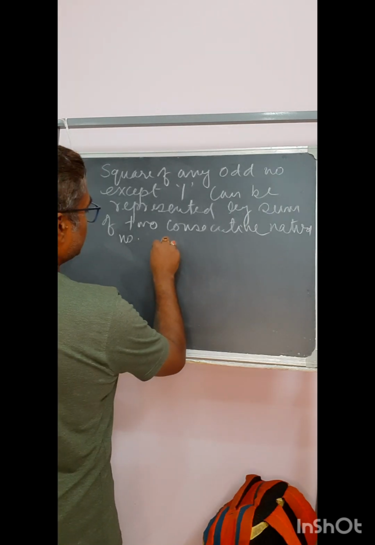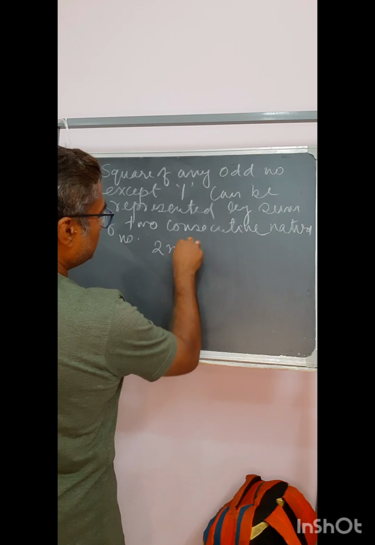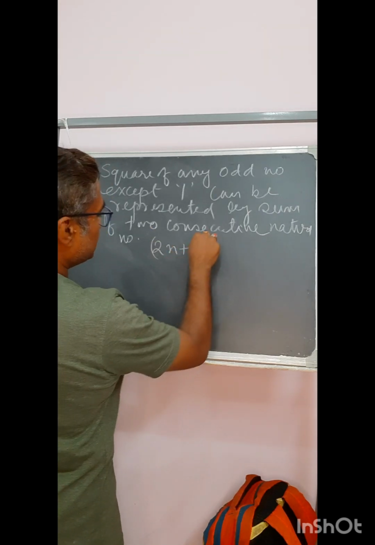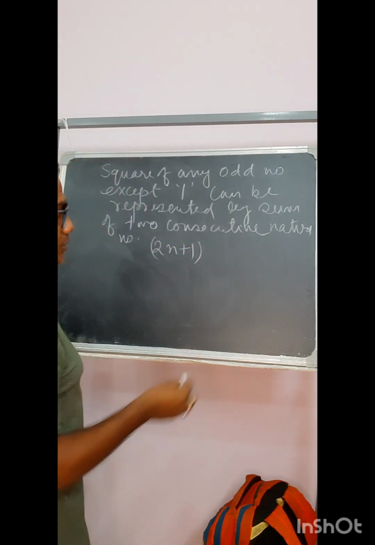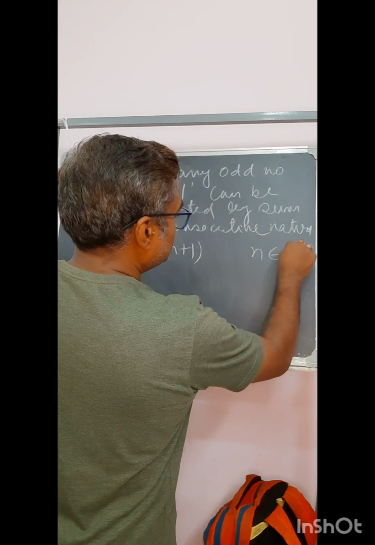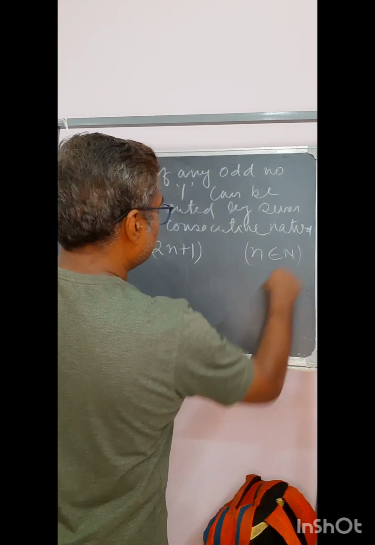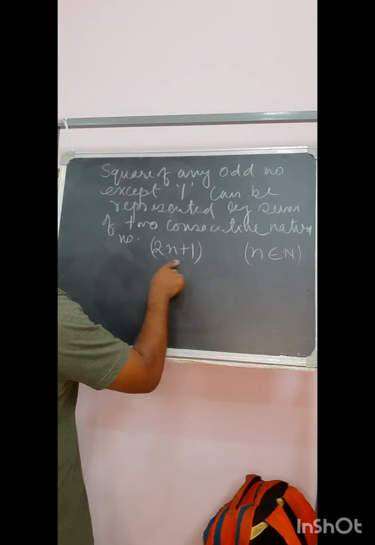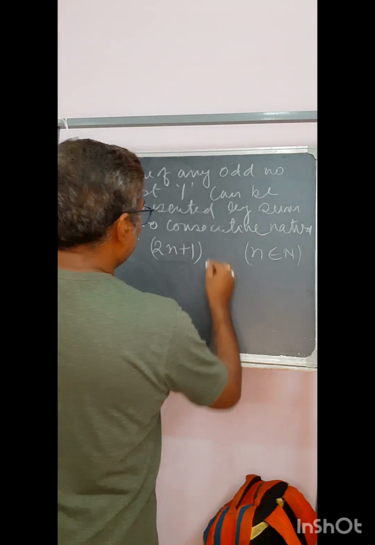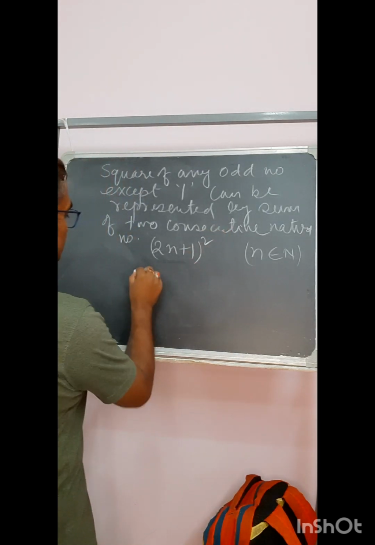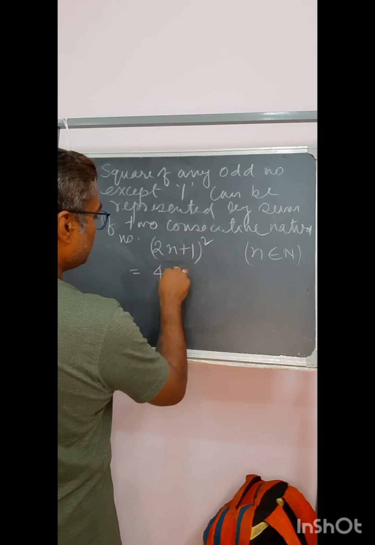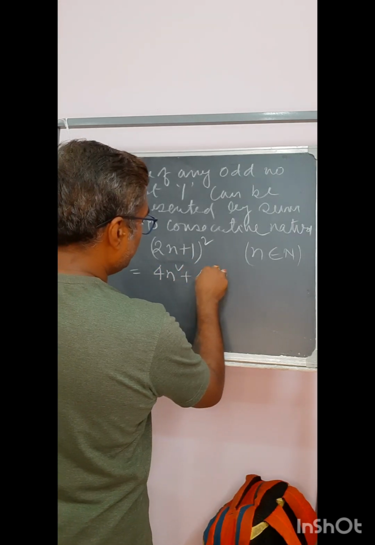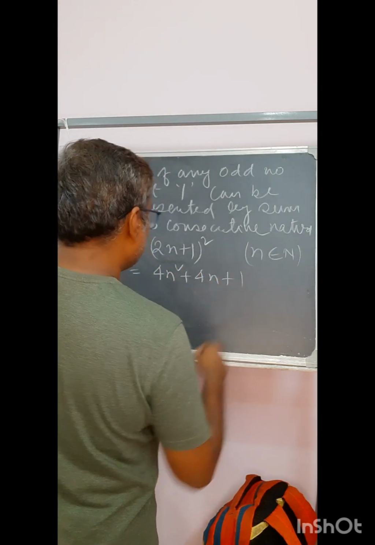Now let's say I am taking an odd number in general form, that is 2n plus 1, because if n belongs to the natural numbers, for any value of n, this will definitely be an odd number. Now I am taking the square of that. So if I expand it, I will get 4n square plus 4n plus 1.